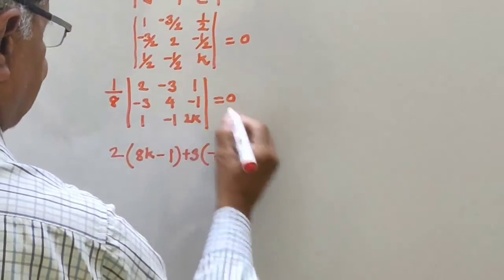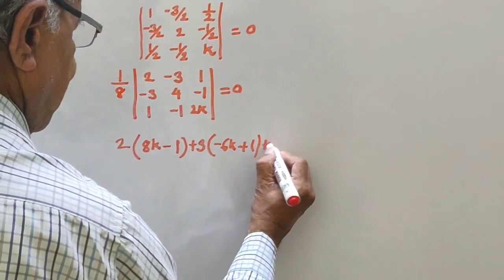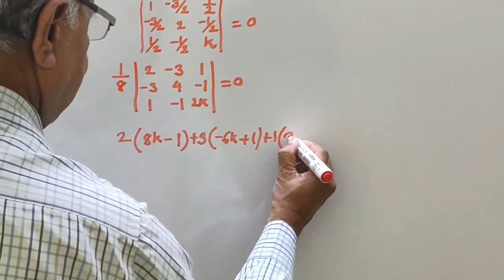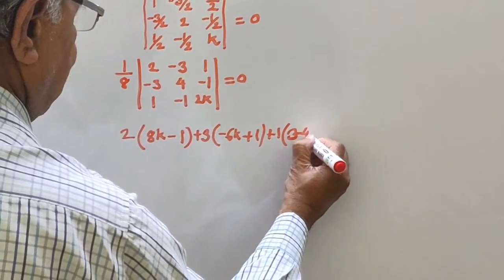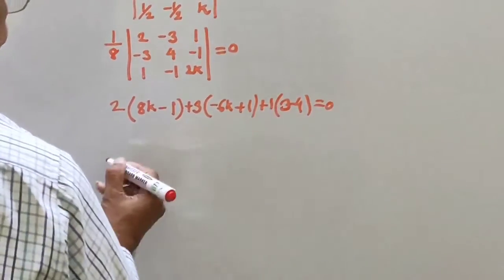Okay. Minus minus plus 1, plus 1 into, what will come here? 3 1 ja 3, minus 4 1 ja 4. Okay. Is equal to, I will write down here 0.